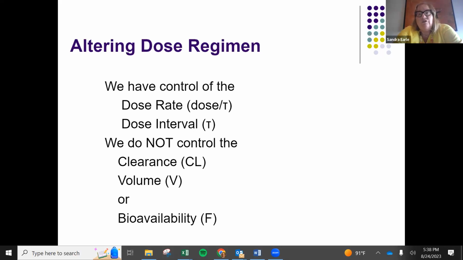We do not control the volume of distribution of the drug, where the drug goes and where it doesn't go. We don't control that, but we have to respond to changes in the volume of distribution. We also don't control bioavailability. Bioavailability is the fraction of drug that's taken that reaches the systemic circulation. We don't control that, but we have to be able to respond to changes in bioavailability. So we do that with changes in the dosing regimen. So let's talk about some of these possible situations.